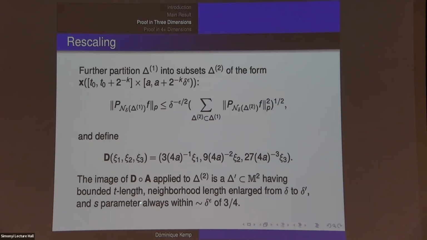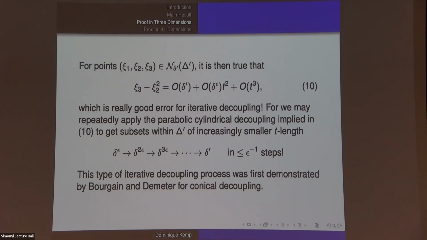But this is what we wanted. We wanted the 3 minus 4S coefficient to be small. And indeed, the S parameter for these images is now within delta epsilon of 3 over 4. So we've achieved that. And so what follows is that for the points in these rescaled caps, this difference that we looked at before, in order to apply parabolic cylindrical decoupling, has a very good coefficient for the t-squared term.